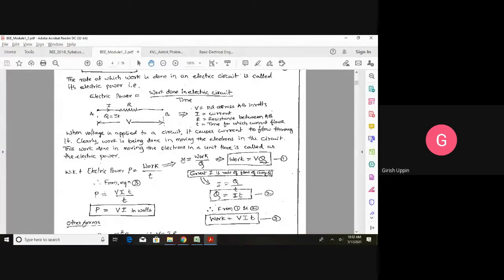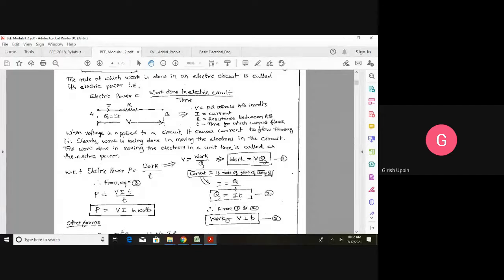And we know the electric potential. What is the electric potential? It is work divided by charge, and work is equal to V into electric charge. And we know what the current is: the current is the rate of flow of electric charges or electrons. I is equal to Q divided by T. Therefore, Q is equal to I into T. So Q I am going to substitute in this equation.